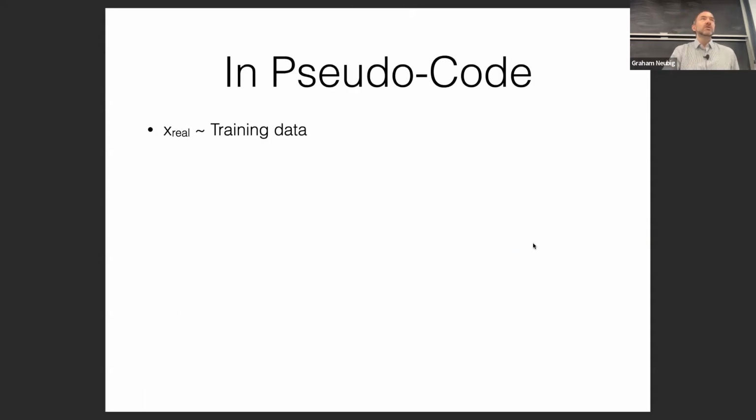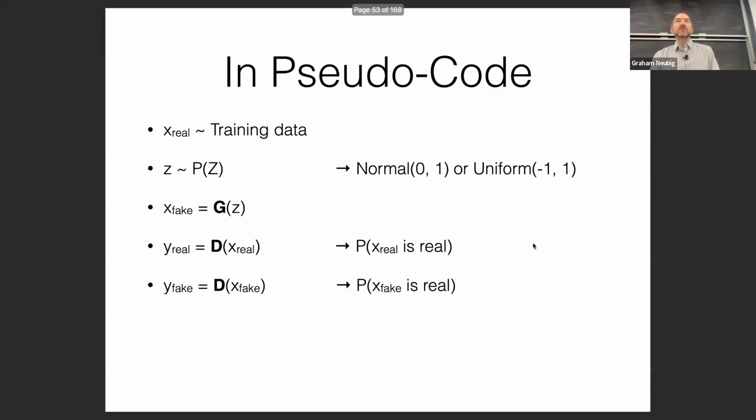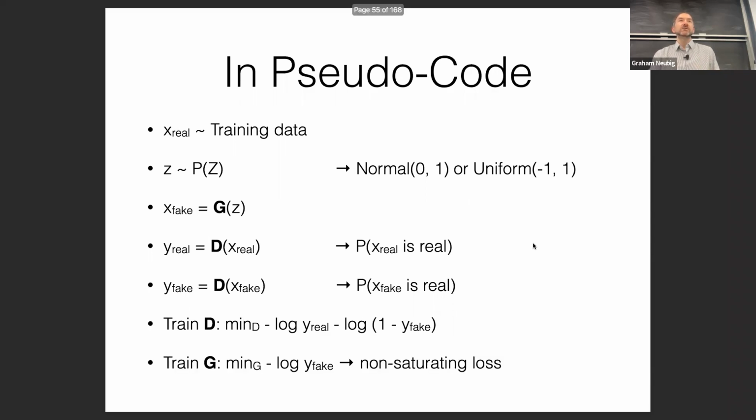Cool. So pseudocode is relatively simple. We sample, generate a fake thing. We get some real data, we get fake data. We predict whether the real data is real or fake given the discriminator, the fake data is real or fake given the discriminator, calculate this function here, and then train G using maybe the non-saturating loss like I talked about before.